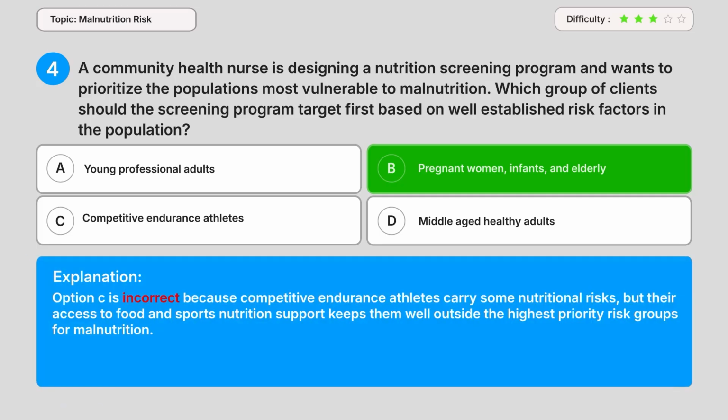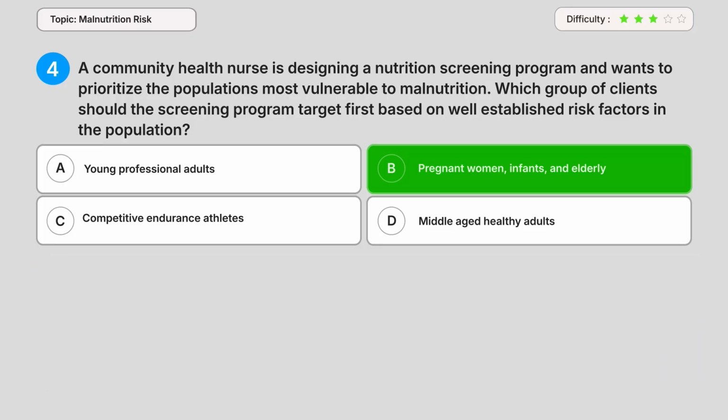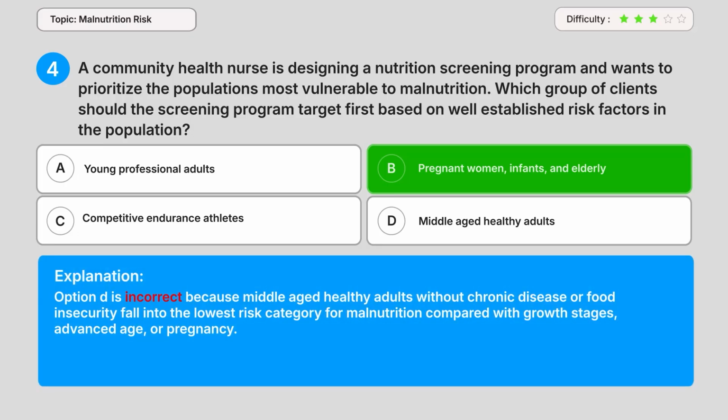Option C is incorrect because competitive endurance athletes carry some nutritional risks, but their access to food and sports nutrition support keeps them well outside the highest priority risk groups for malnutrition. Option D is incorrect because middle-aged healthy adults without chronic disease or food insecurity fall into the lowest risk category for malnutrition compared with growth stages, advanced age, or pregnancy.